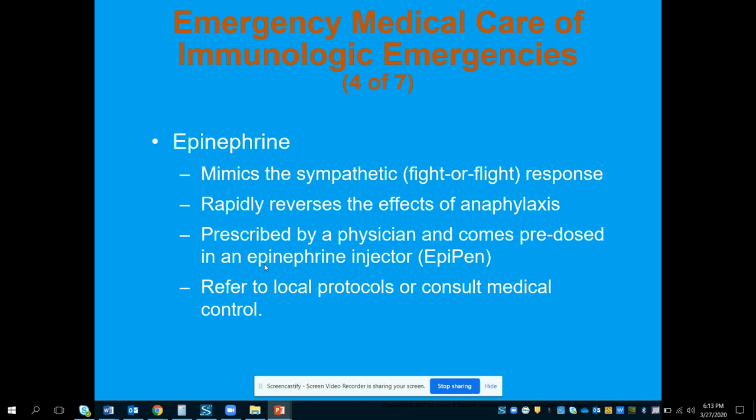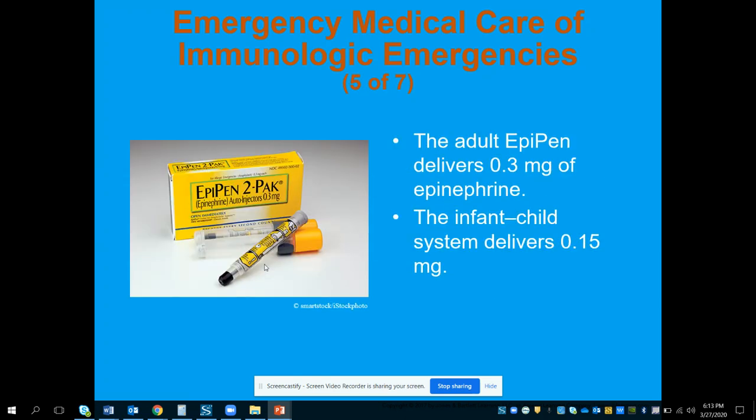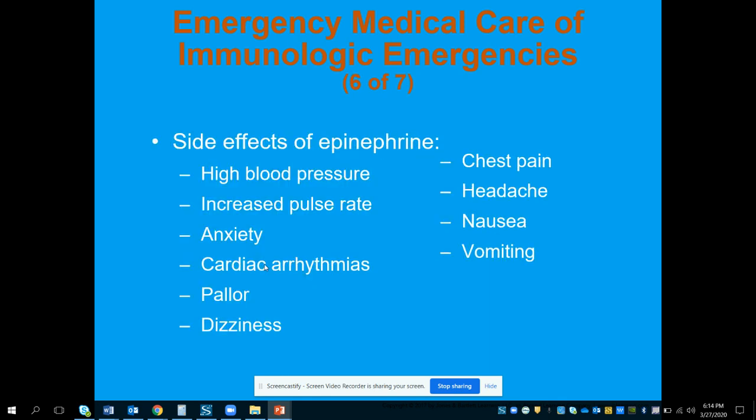This can be prescribed by a physician and come in a pre-dosed epinephrine injector like an EpiPen. So if the patient is prescribed an EpiPen, ask them, do they have it there? Have they used it? We can refer back to local protocols and consult medical control if we have any questions about this. If the patient requires a second dose, you will need to contact medical control. The adult EpiPen, if they have one there, delivers 0.3 milligrams of epinephrine, and the pediatric one, the EpiPen Junior, delivers 0.15 milligrams. So remember, you need to know both doses, both the auto injector and also what it would be if you draw it up out of a vial or ampule.